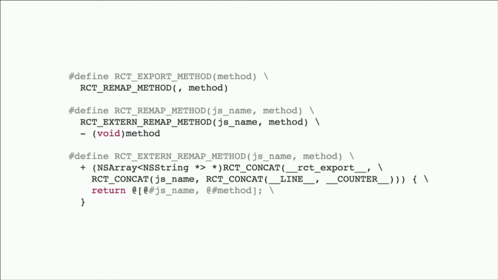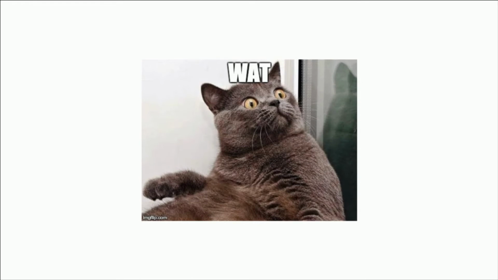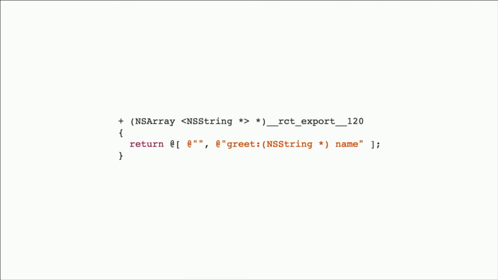This macro is a bit more complex in the sense that it calls different macros. And you know, there is a huge chain of this that results in something like that. It's unreadable, guys. I mean, I don't know about you, but for me, that looked like pure magic, at least the first time. So it registers a class method called __RCT export __120, which doesn't make any sense, and it returns an array of an empty string and a method signature. That's, I don't know, at least it's strange.